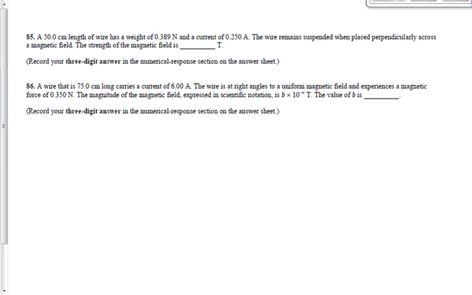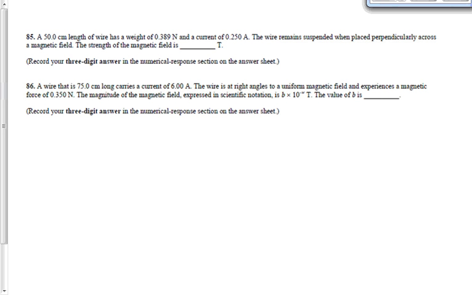I want to take a look at 2 quick numerical response questions. We won't bother submitting these. Let's just do question number 85 first, yourself at your desk. We'll take a look at it, and then we'll do question number 86 individually, and then we'll take a look at that one. All right, let's take a look at number 85 here now.